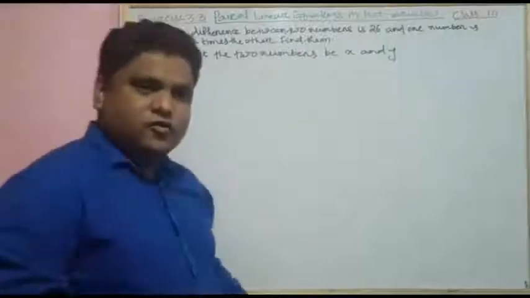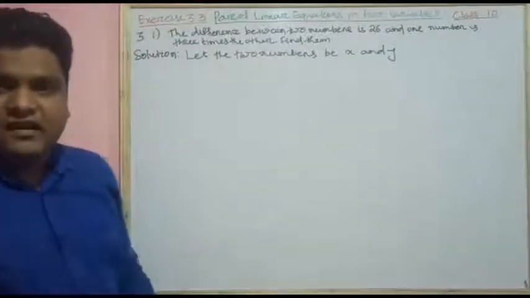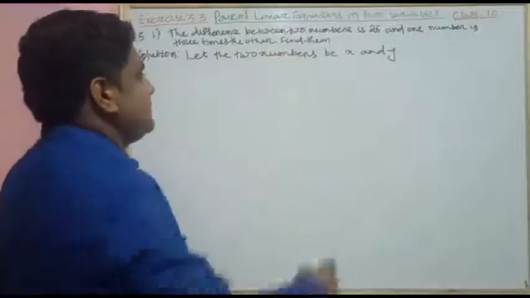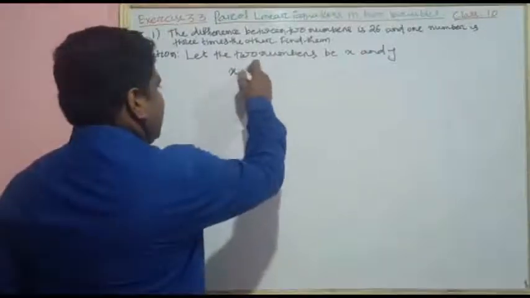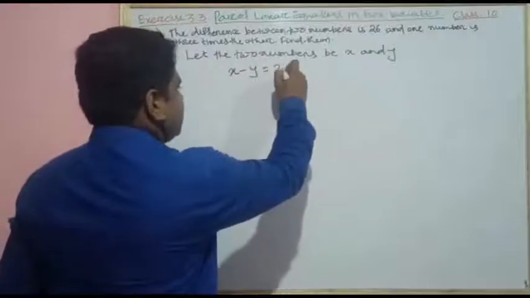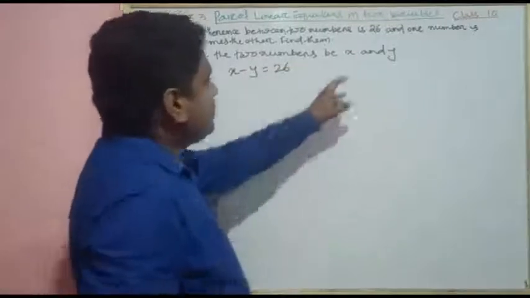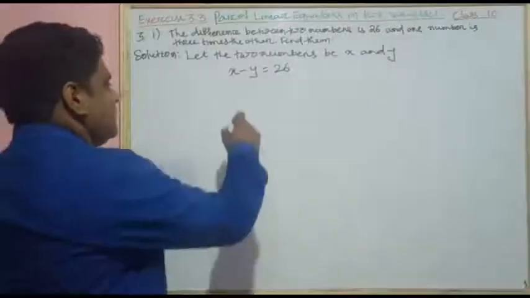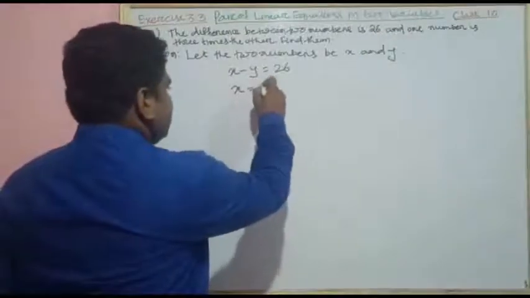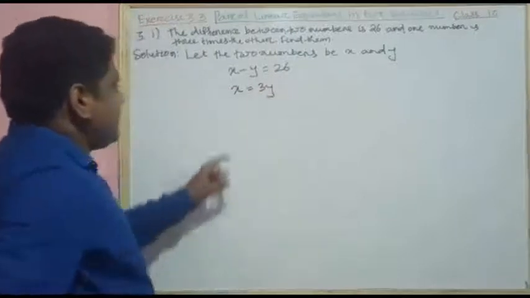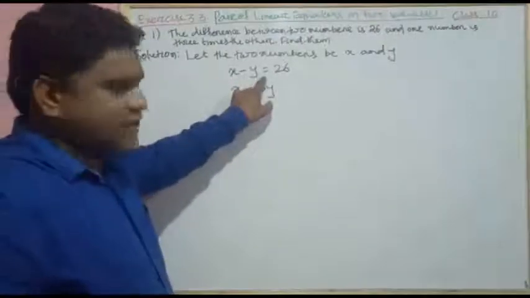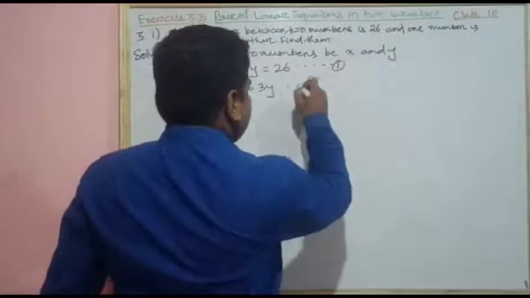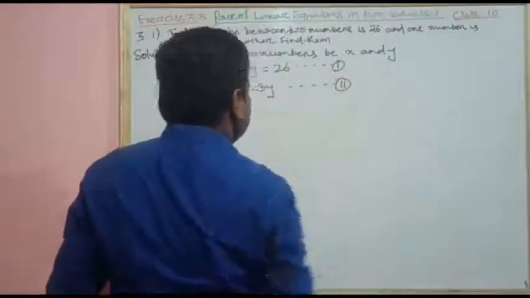Find them. So we have to assume that the numbers are x and y. It is given that the difference between two numbers is 26. So x minus y is equal to 26 and one number is 3 times the other. So we can take x equal to 3y. We have to take x as the greater number and y as the smaller. Let it be equation 1 and it is equation 2.